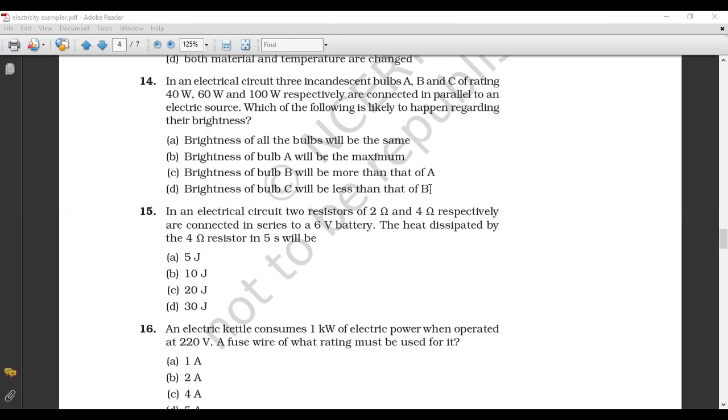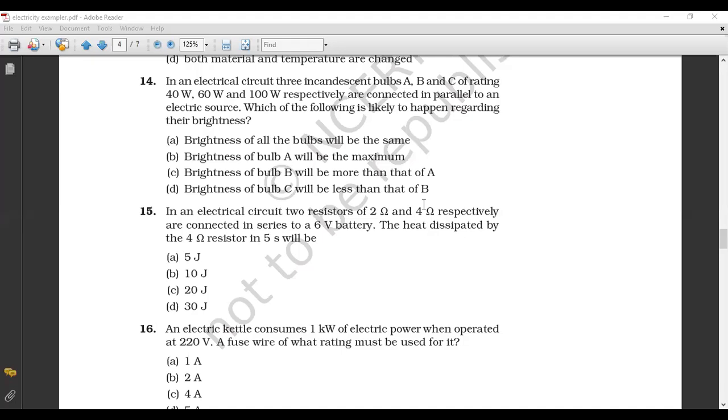So dear students, how will you answer here? As we know that if the bulbs have different values of power and we join them in parallel, then the bulb with the highest value of power will glow with maximum brightness. It means bulb C will glow more than that of bulb B, and bulb B will glow more than that of bulb A.